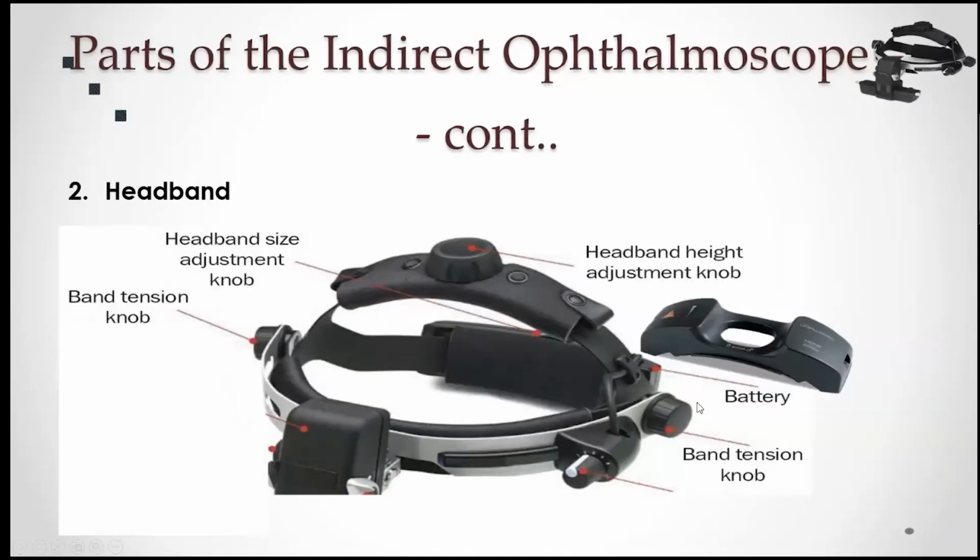In the headband, you can find various adjustment knobs: the headband height adjustment knob, and on the back side the width adjustment knob. Here you can find the band tension knob, which holds the band along with the illumination system. In some models, you can find a battery that can be attached at the back of the headband for rechargeable battery operated equipment. Also here you can find the rheostat or potentiometer to control the illumination of the equipment.